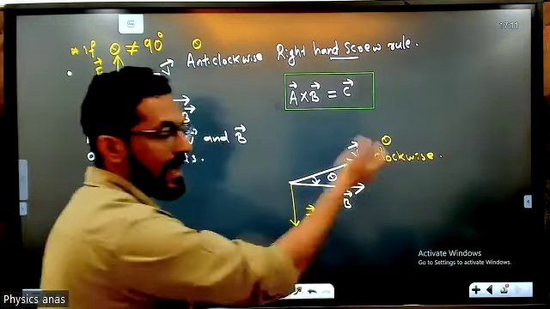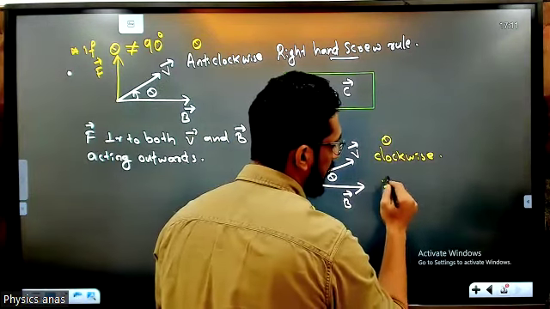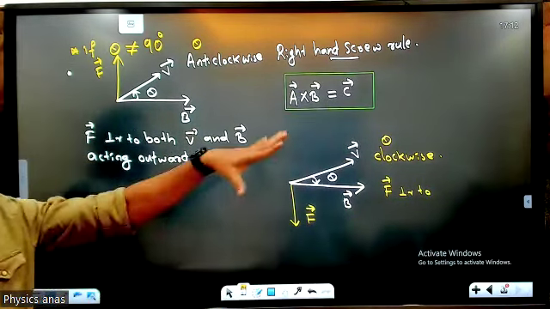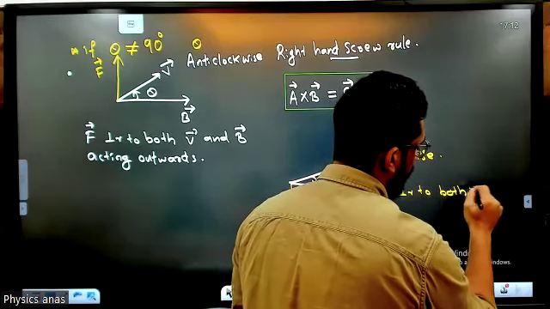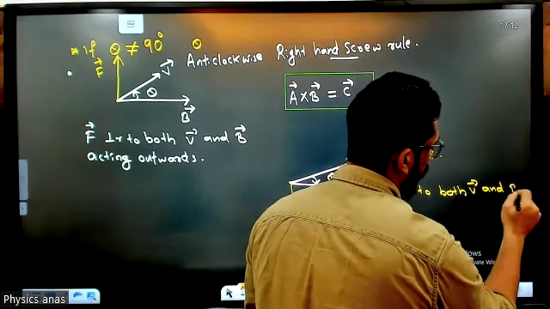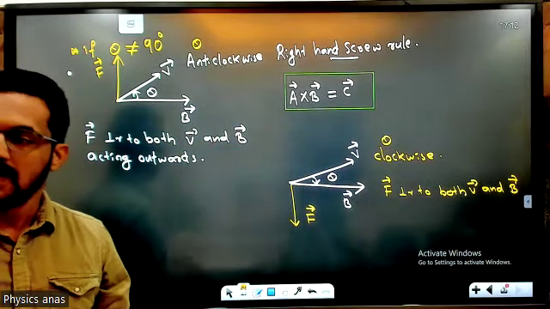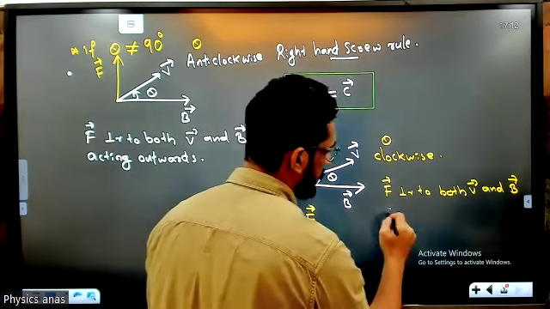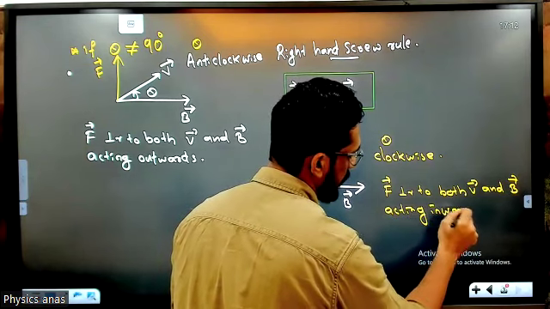If you are measuring the angle in clockwise, then F is perpendicular to both V and B, and acting inwards.